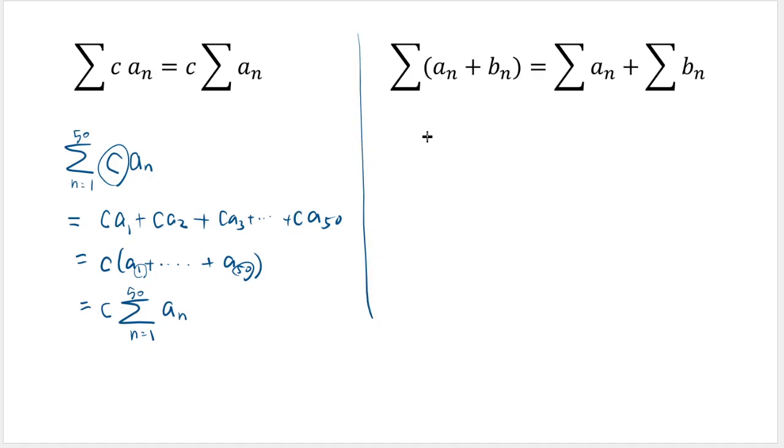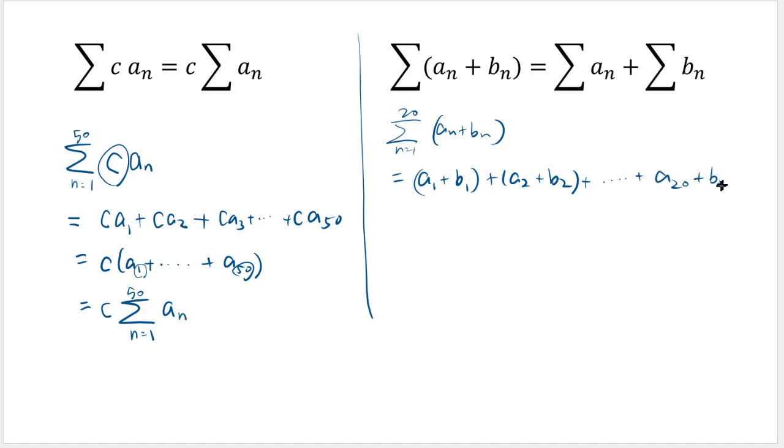Same thing for this one. If you had a_n and b_n, and let's say you're adding n from 1 through 20 or some number, then what would happen? Well, n starts from 1, so you get a1 plus b1. The next number would be a2 plus b2, right? When you plug in 2 here. And then you add up until it reaches the last number, which is a20 plus b20.